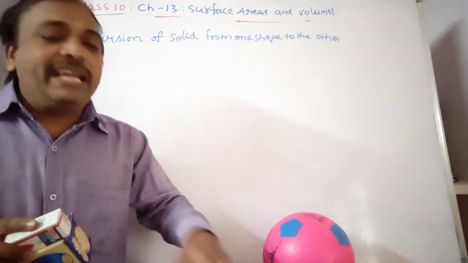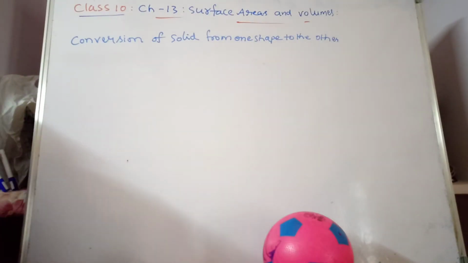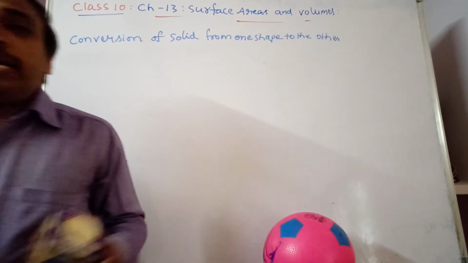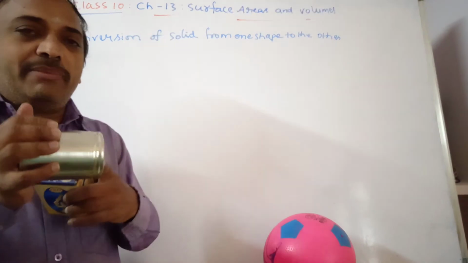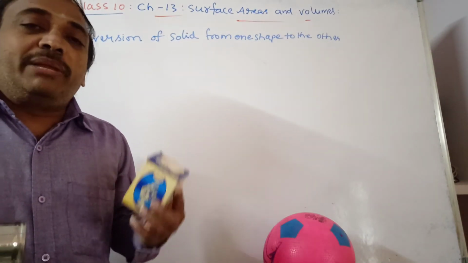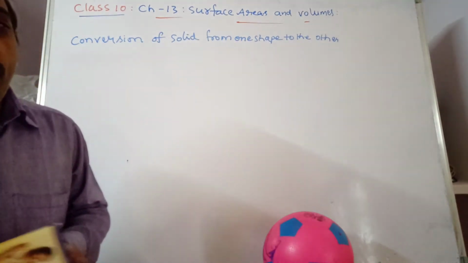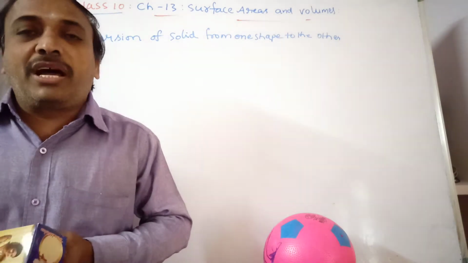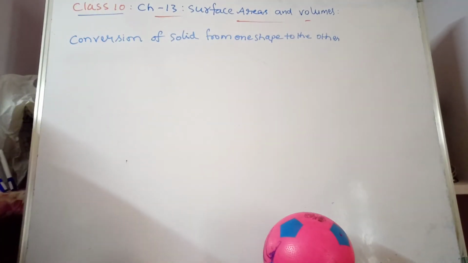And similarly, sometimes we'll be asking cylinder to cuboid. This is a solid cylinder to cuboid. How many can we make? So the volume of the cylinder is equal to the volume of one cuboid, which is bigger. The volume of the bigger one should be divided by the volume of the smaller one. Then you will obtain the number of objects which we require. This is one type of question.